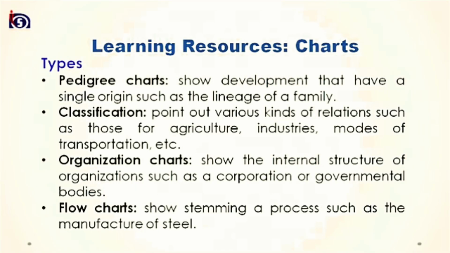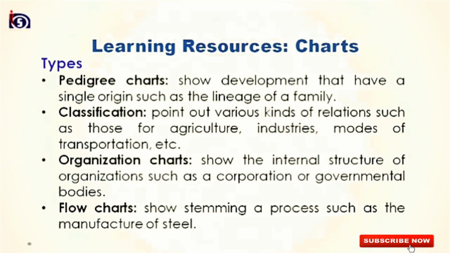Then we have pedigree charts. Pedigree charts show developments that have a single origin, such as the lineage of a family, how a family is emerging and growing. If we are showing that, it comes under the pedigree chart. Then we have classification charts. Classification charts point out various kinds of relationships, such as those for agricultural industries, modes of transportation, etc. Then we have organizational charts. Organizational charts show the internal structure of an organization, such as a corporation or government bodies.